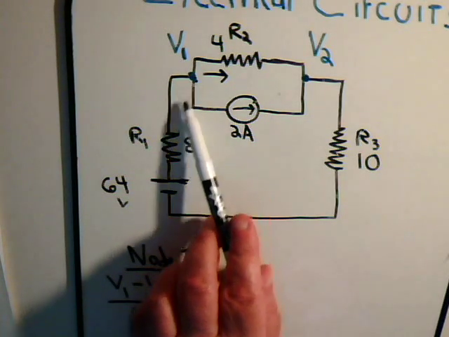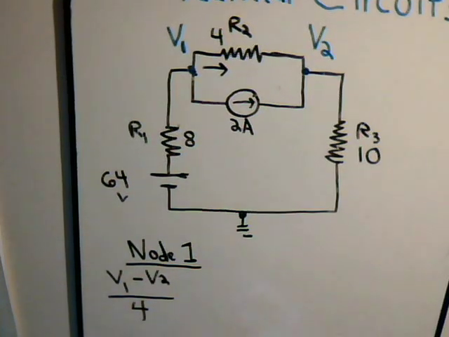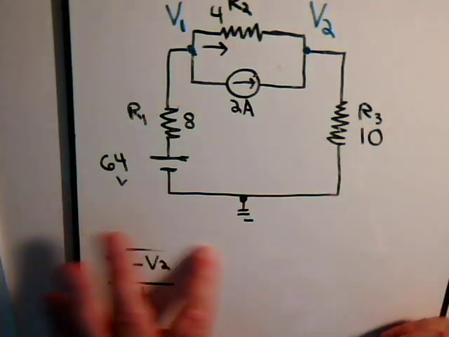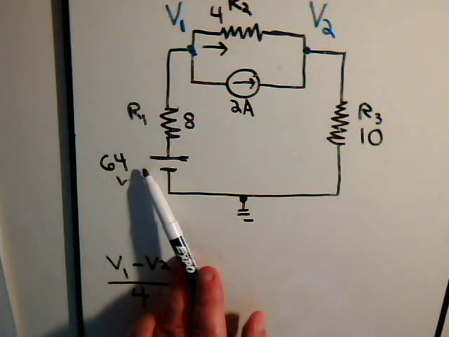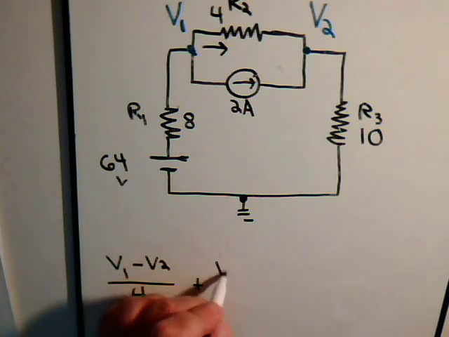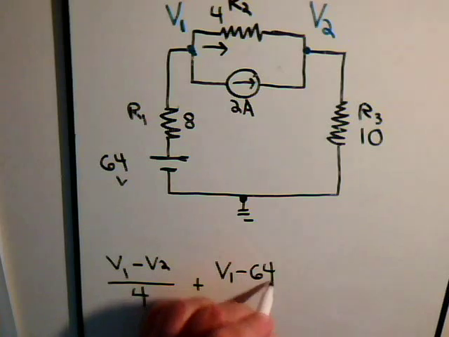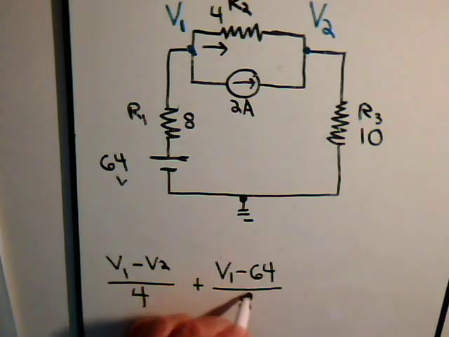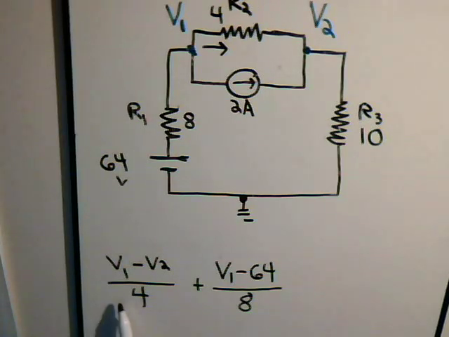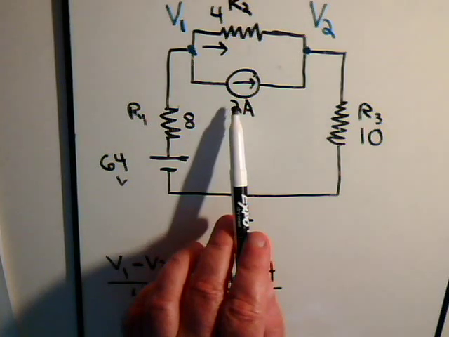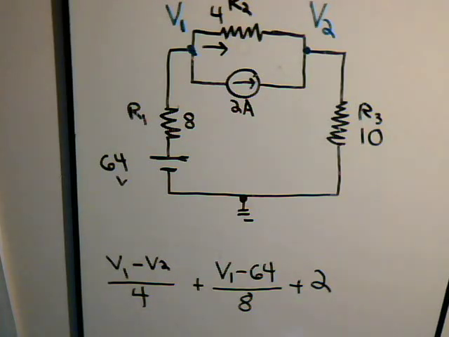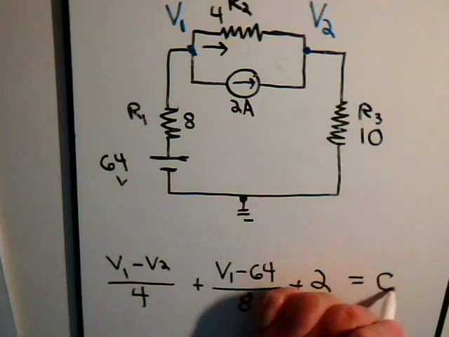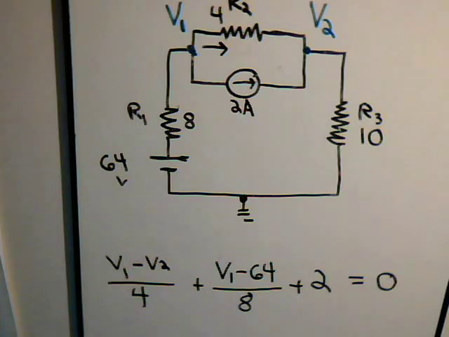And same thing now for this resistor right here. The strength of this current is going to be V1 minus 64 divided by 8. And again, we're assuming that these are going away from the node, so they have positive signs. And of course here, there is no doubt, there is 2 amps of current flowing out of the node, and that is set equal to 0.